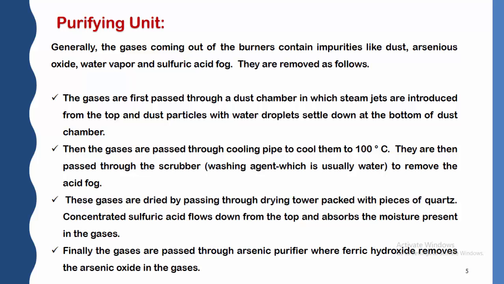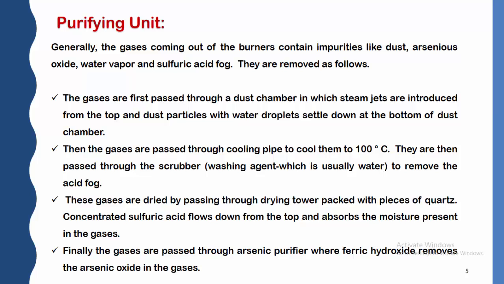Purifying unit, already we discussed, there are 5 important parts we are seeing. Raw material, that is burner. In the burner, all the raw materials are taken and they are heated up to 1000 to 1500 degrees Celsius, and further the heated gases are sent toward the purifying unit.